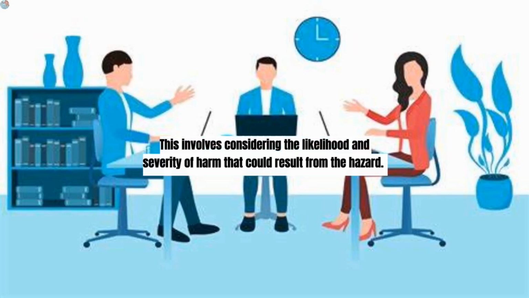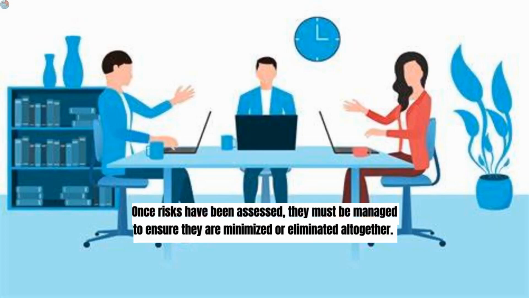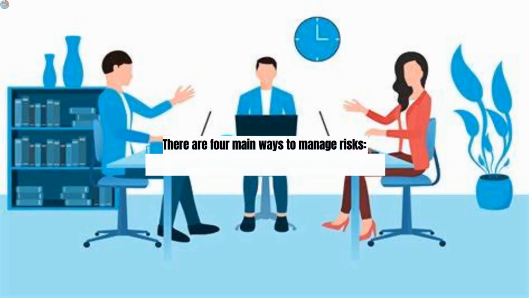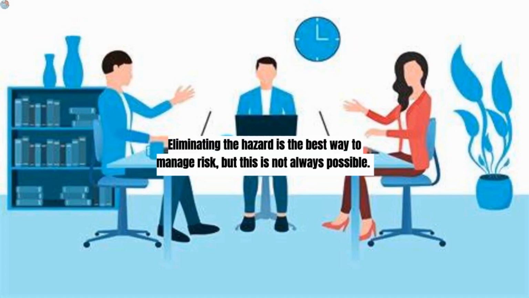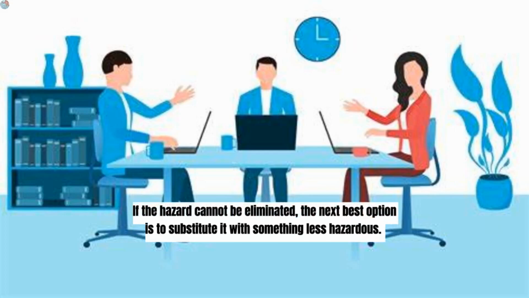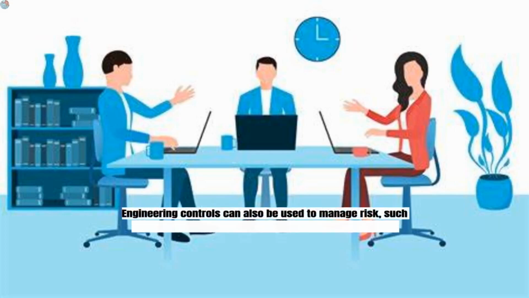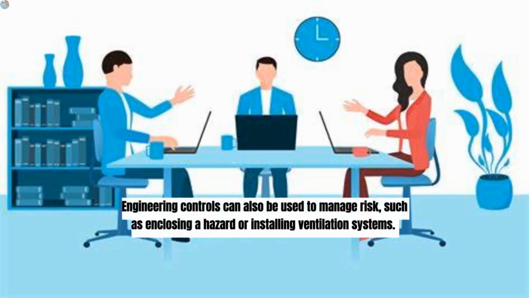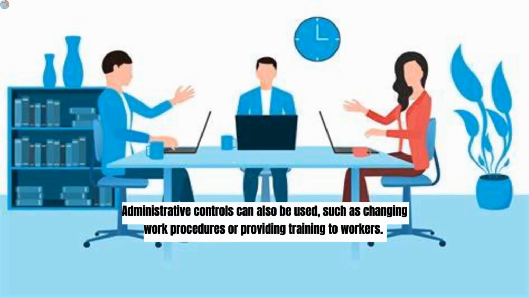The first step in health and safety risk assessment and management is identifying potential hazards. Hazards can be physical, chemical, biological, or environmental, and can include things like machinery, hazardous substances, and poor working conditions. Once hazards have been identified, they must be assessed to determine the level of risk they pose. This involves considering the likelihood and severity of harm that could result from the hazard. Once risks have been assessed, they must be managed to ensure they are minimized or eliminated altogether.